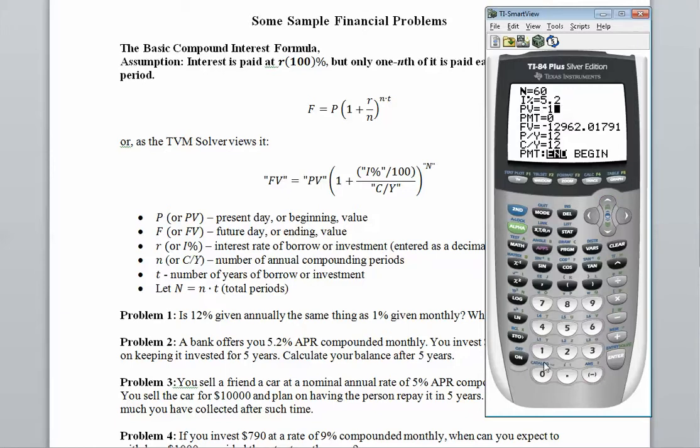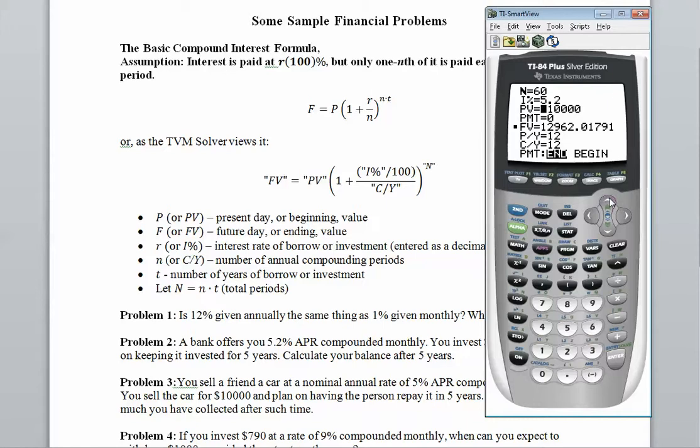So that is actually a negative 10,000, right? Again, today I'm giving the bank $10,000, so for me that's a negative, that's an outflow. So in the future, I would hope for this to be positive, because now, if I press alpha and enter, the bank is actually giving me $12,962.02. So depending on whether you're receiving money today and paying later, or paying money today and receiving money later, just changes whether you use a positive or negative sign.